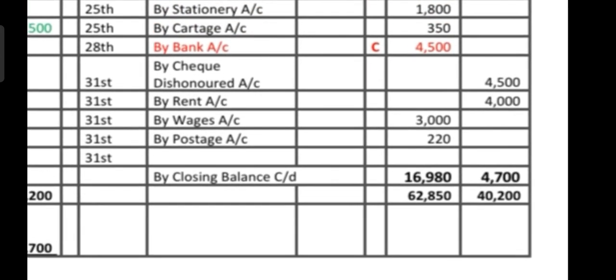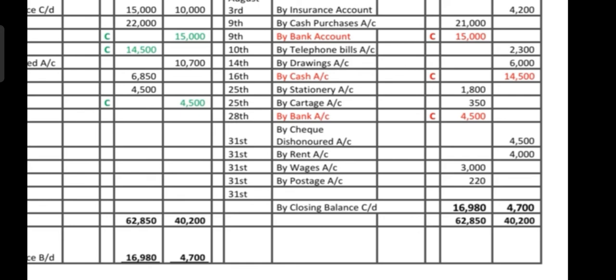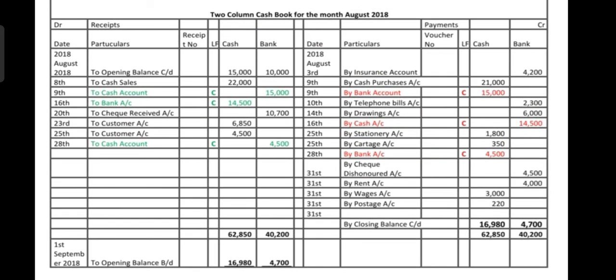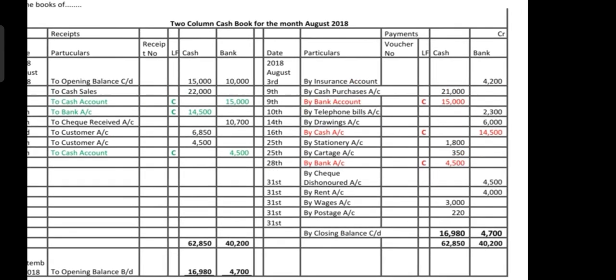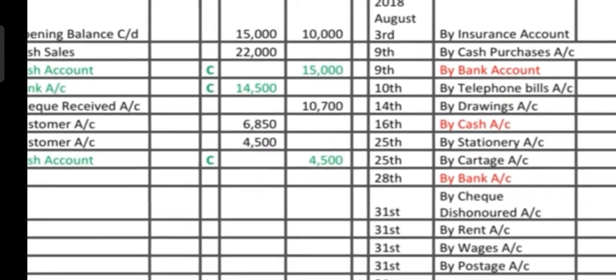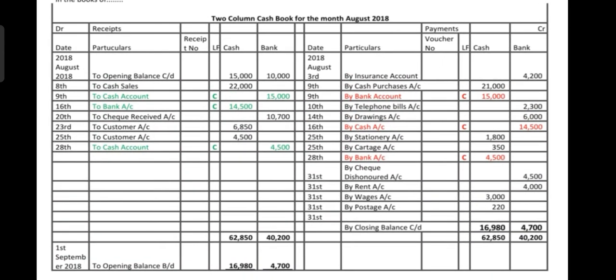So see here, under the payment side we paid rent in the form of check. That's why we record the same under the payment side in the bank column. Then wages and postage, these two expenses are paid in the form of cash. Under the payment side in the cash column we recorded this. Okay, so all transactions we recorded in the 2-column cash book in the respective columns, receipt side and payment side, either in cash or bank columns. Now at the end we need to find the total, or we need to find the balances of this 2-column cash book, which balances are showing, cash and bank accounts.